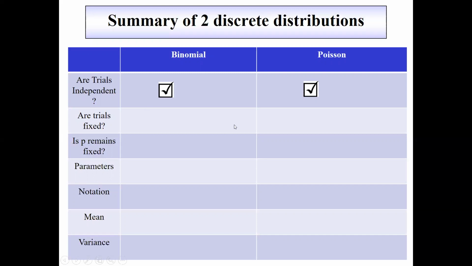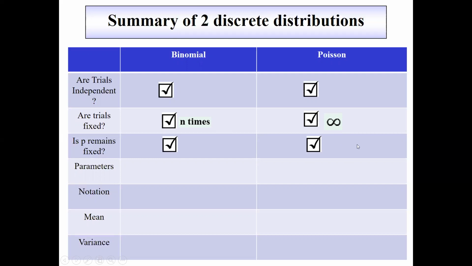Are the trials fixed in case of the binomial distribution? Yes, the trials are fixed, and they are fixed before starting the experiment: n times. Trials are fixed in Poisson distribution too, but n is very large. It is theoretically infinity, but it may be 100, 200, and so on. Does p remain fixed from trial to trial? Yes. In case of the binomial, as well as in case of the Poisson distribution, p remains fixed.